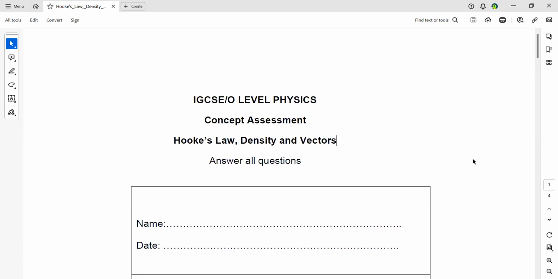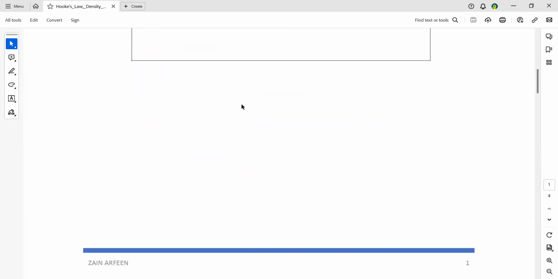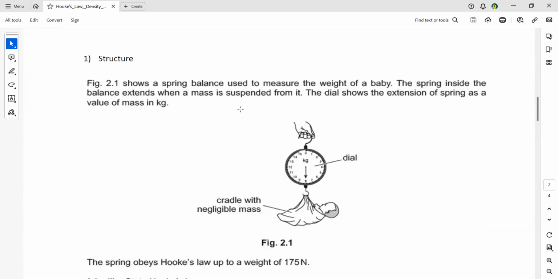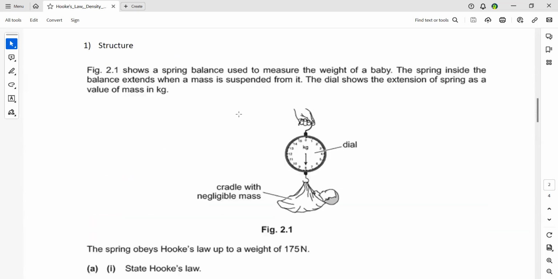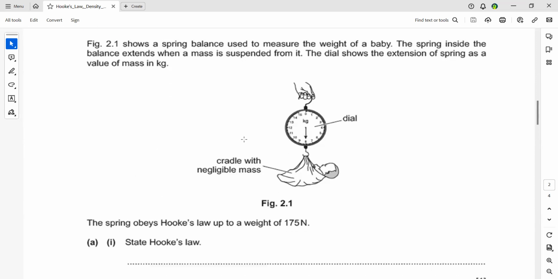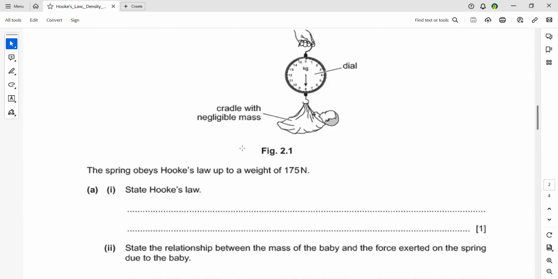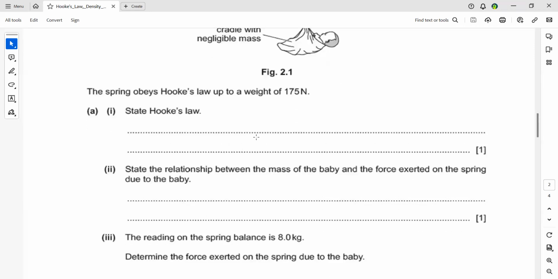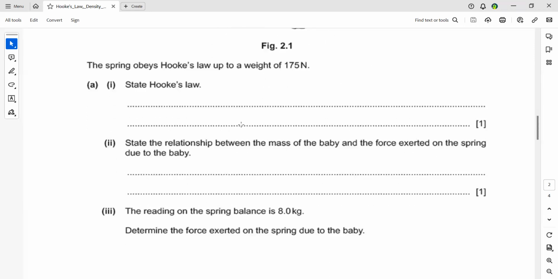So this was a pop quiz which was related to Hooke's law, density, and vectors. In the first question, figure 2.1 shows a spring balance used to measure the weight of a baby. The spring inside the balance extends when the mass is suspended from it. The dial shows the extension of the spring and the value of mass in kilograms. The spring obeys Hooke's law up to 175 Newton.